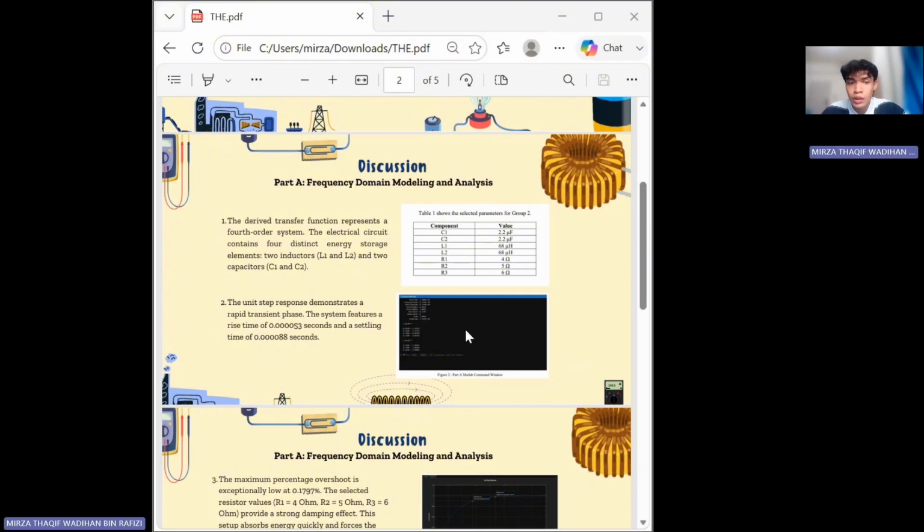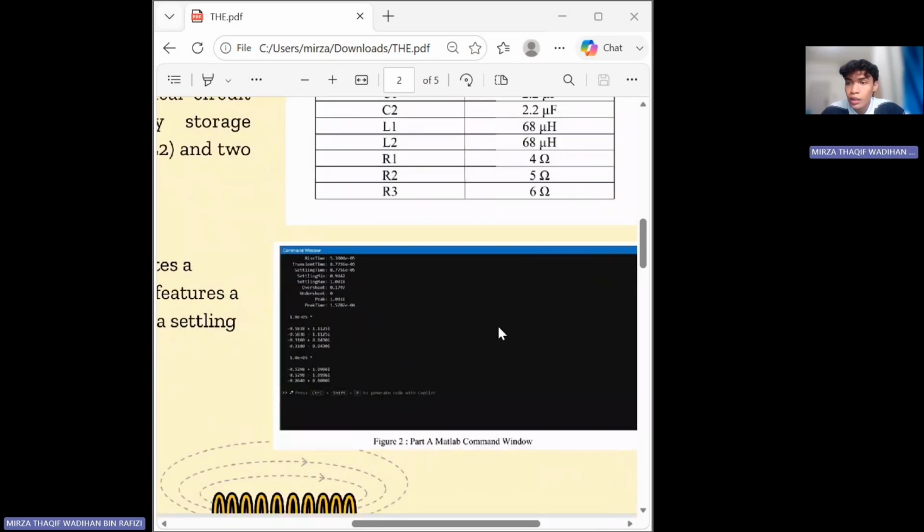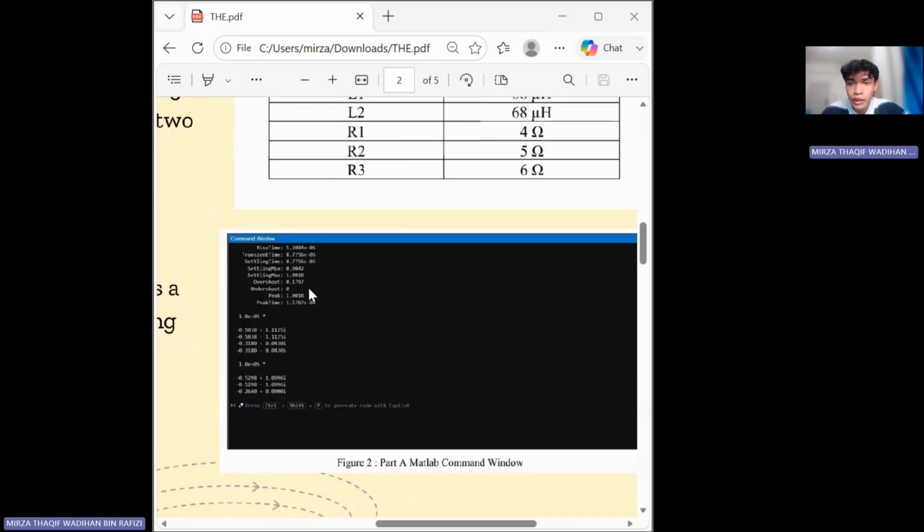If you look at our command window right here, the rise time is just around 0.000053 seconds, and it's fully settled within 0.000088 seconds. This shows that the circuit responds almost instantly to any input signal.